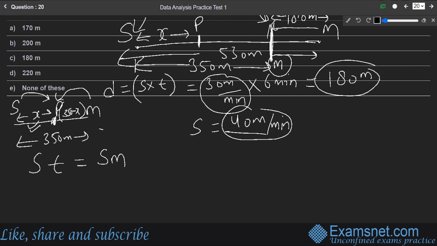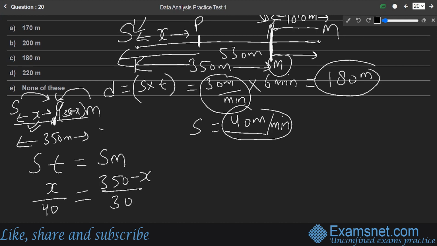Now let us see this. Time is equal to distance over speed always. So the distance covered by Seema is x. What is the speed of Seema? Speed of Seema is 40 meter per minute. This time is equal to the time taken by Malini. What is the distance covered by Malini? Distance covered by Malini is 350 minus x, divided by the speed of Malini, which is 30. Now this is the new situation.